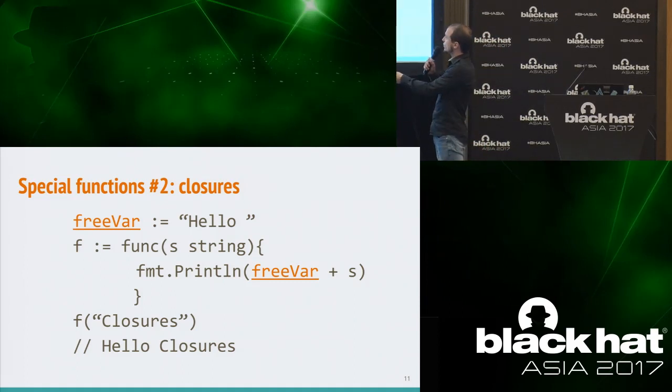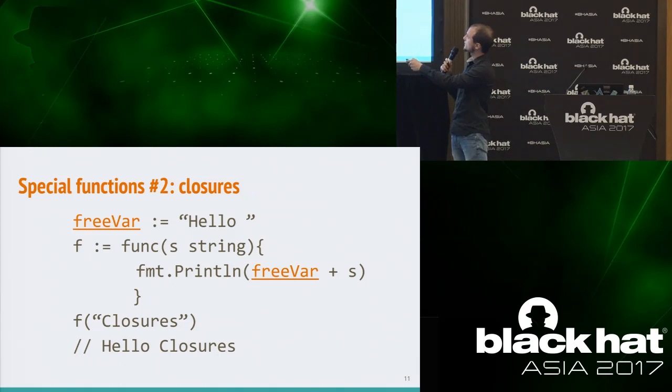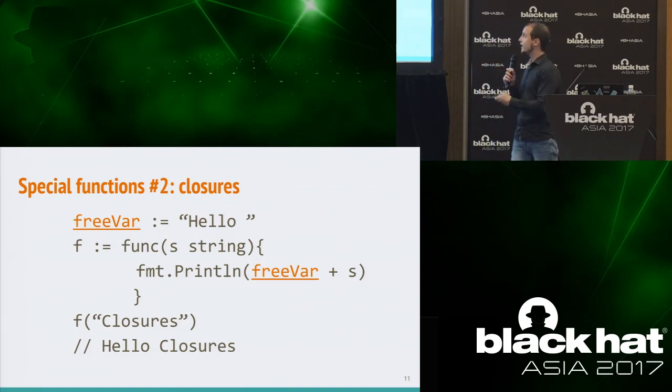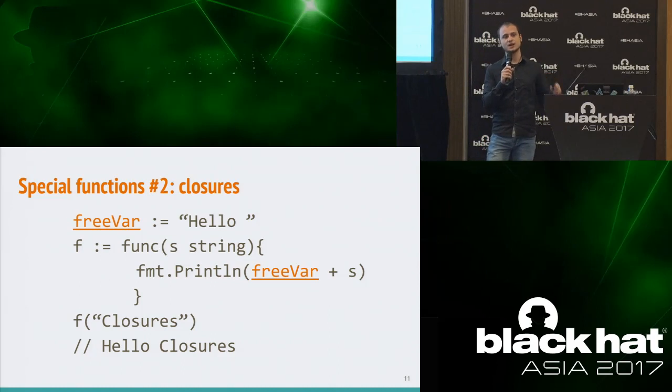And if I call this function, which is called f, and I give it the argument closures, it prints hello closures, because it kept the reference to that variable that will survive until the garbage collector notices that you're not using either that variable or the function itself anymore. So there is a dependency graph inside the garbage collector that keeps track of all the references to the variables, even if they are inside a lambda.